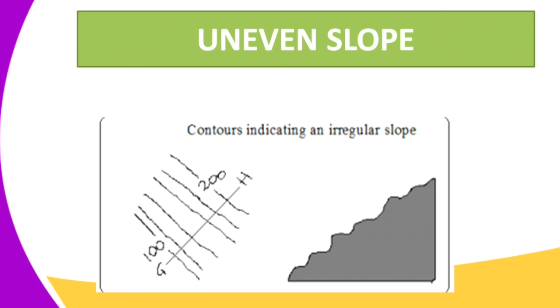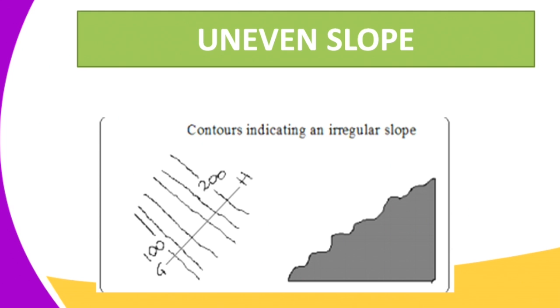Let's look at the other type of slope, that is the uneven slope. So uneven slope is the opposite of the even slope. In the uneven slope, here we have the contour lines. Some of them are widely spaced, some are close together. So it will translate into the slope being made of rugged terrain. That is, it is not uniform, it is not gentle.